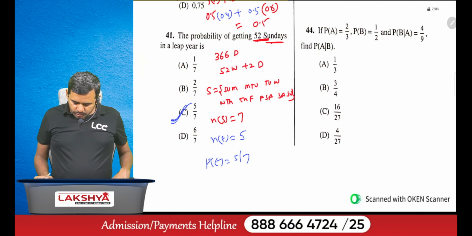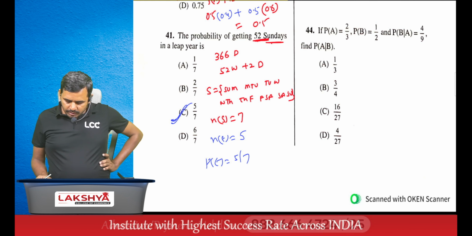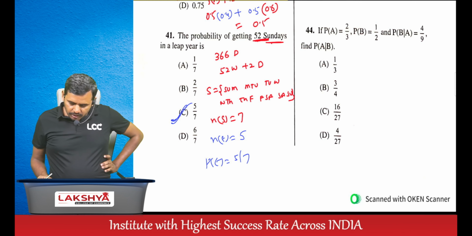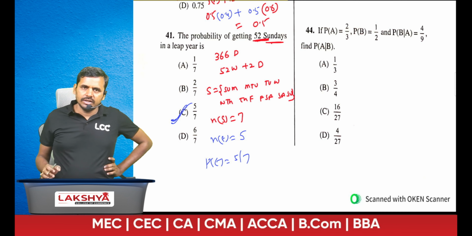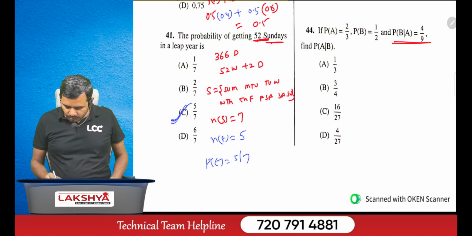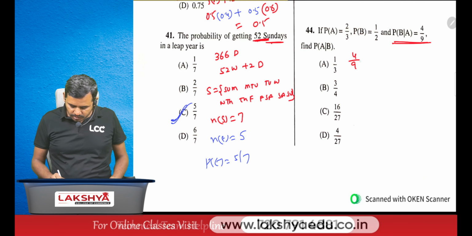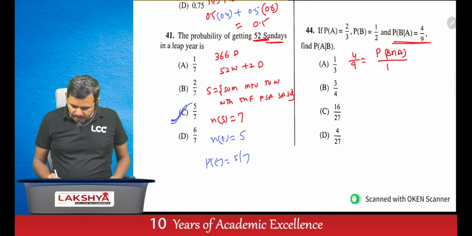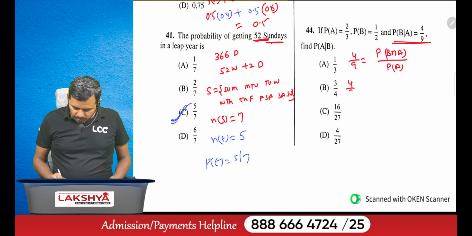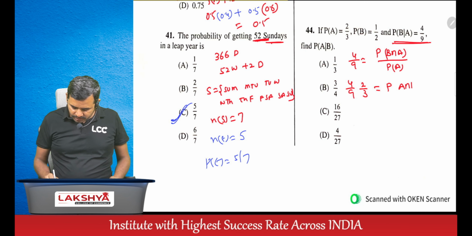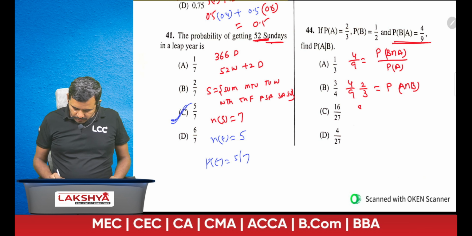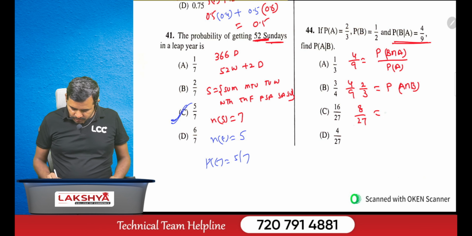P of A equals 2 by 3, P of B equals 1 by 2, and P of B given A is 4 by 9. What is P of A given B? By using this information, first I am trying to find the intersection part. P of B given A means P of B intersection A by P of A. That is 4 by 9 into P of A, which is 2 by 3, equals P of A intersection B. That is 8 by 27, which equals P of A intersection B.